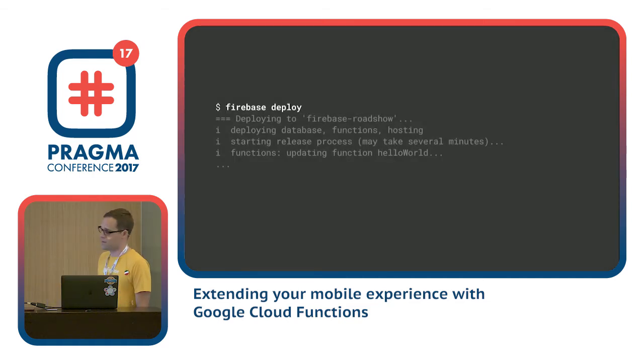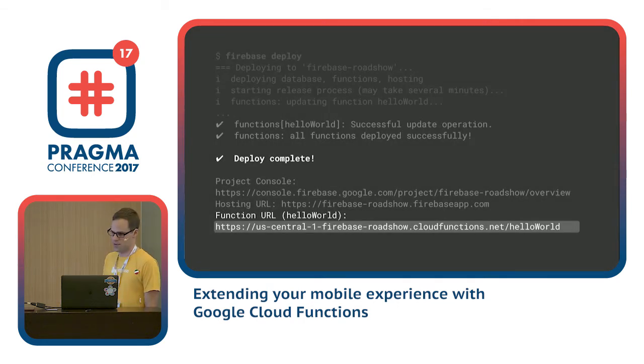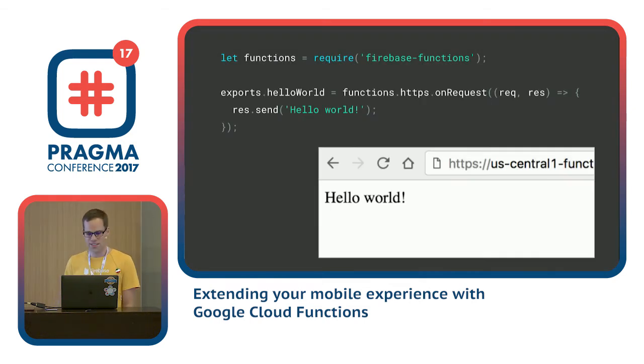This will take just a little while, and then, after the deploy is successful, it returns the URL for all of your Cloud Functions. We visit the URL and voila, we now have a scalable Node.js backend running in Google's cloud.